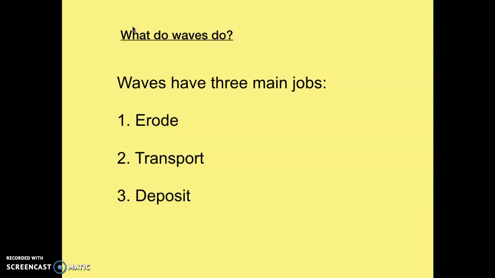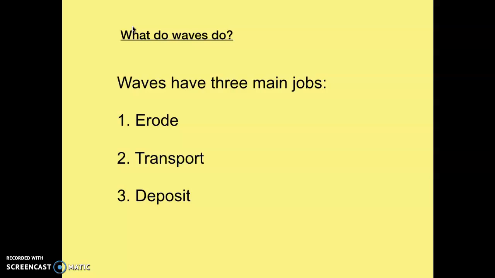The second thing that they do is they carry or transport this eroded material away from where they eroded it from. Lastly, the waves then deposit this eroded material in sheltered areas where there is low energy. Remember, it's constructive waves that deposit material on the beach. Constructive waves have a stronger swash than a backwash.